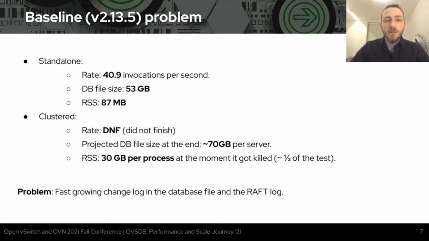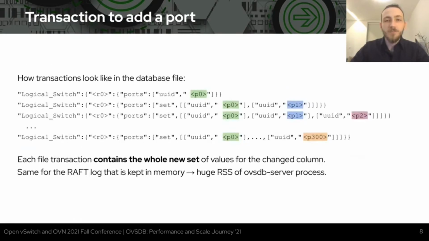So let's take a look at these transactions. These are parts of file transactions that are creating ports. And we can see that the first transaction adds one port to the set in a logical switch. The next transaction that is supposed to add one port more actually sets both of them, and so on. The last transaction will set 300 ports, so each file transaction contains the whole new set of values of a changed column.